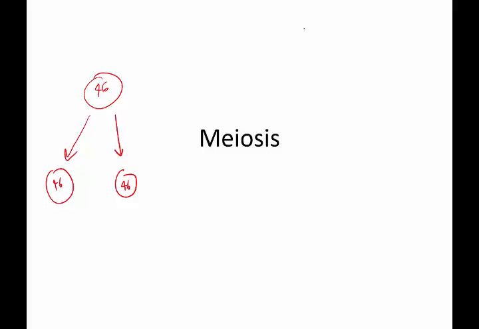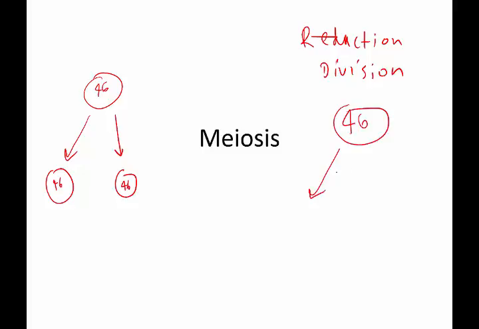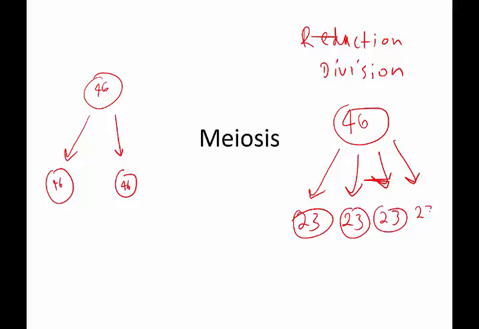Meiosis, though, is considered a reduction division. So if we start with 46 chromosomes, we're going to end up with 23 chromosomes in each cell. Specifically, we're going to have 4 cells with 23 chromosomes each. So 4 sperm or egg with 23 chromosomes.